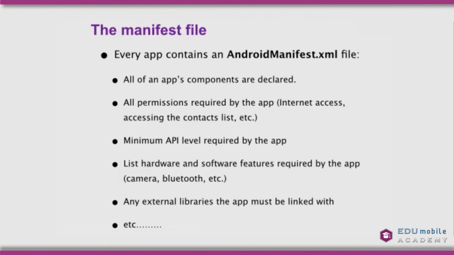So the Android manifest file is a sort of one-stop shop that tells you all the capabilities, all the components, everything that needs to be done, all the permissions and device settings and everything like that that will need to be done before this app can run. And there are some other things declared in the manifest file as well.